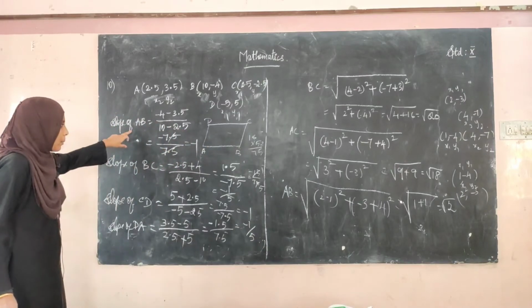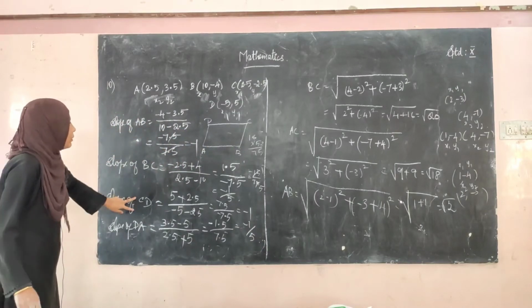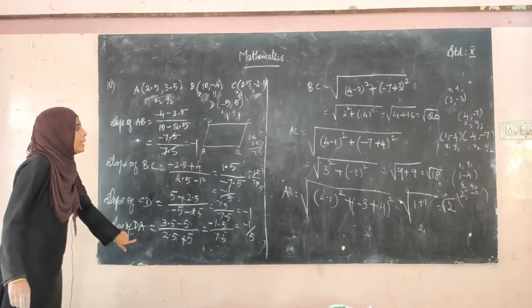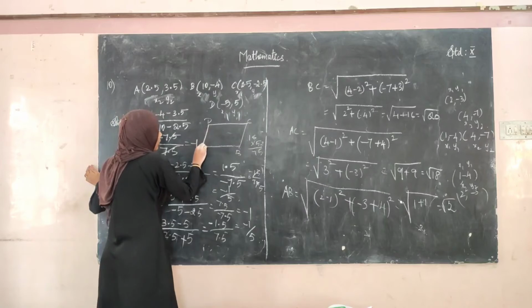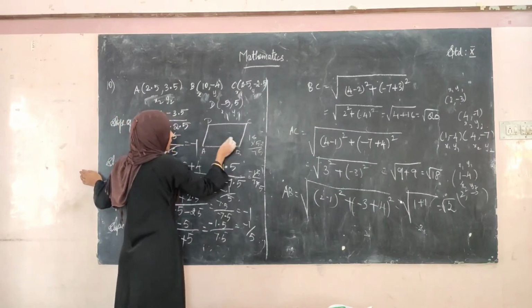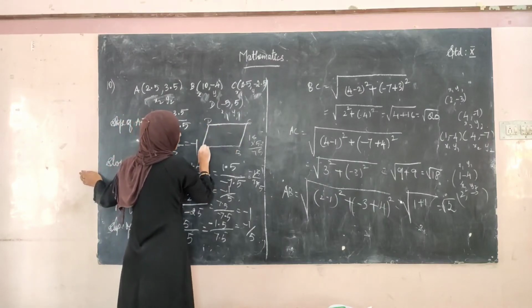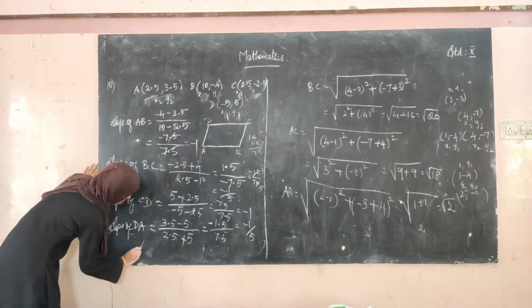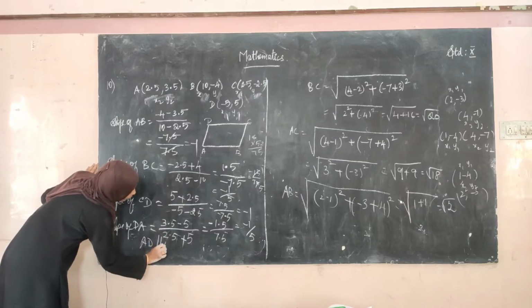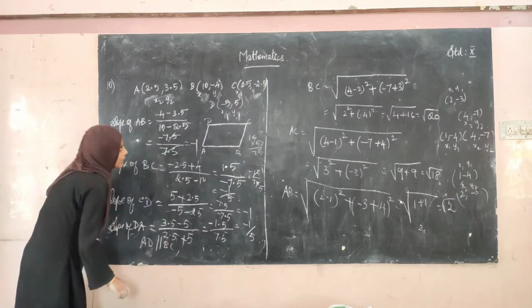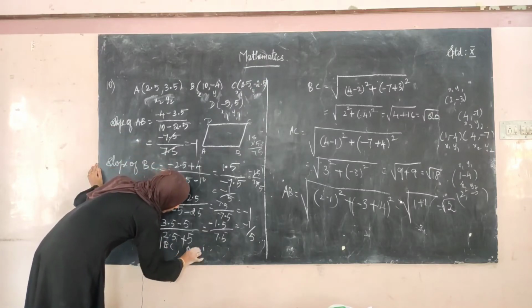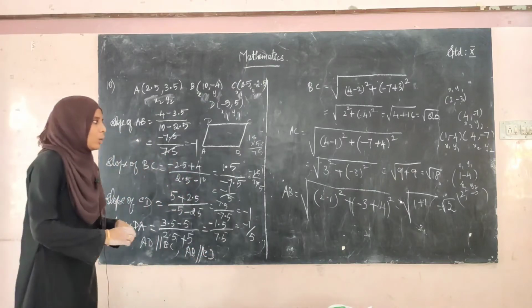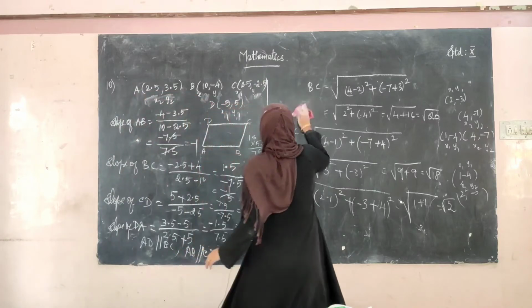See here, slope of AB is equal to slope of CD and slope of BC is equal to slope of DA. That is, AD is parallel to BC and DC is parallel to AB. Right, that is AD is parallel to BC and AB is parallel to CD. Okay, now, so you should not stop with this.